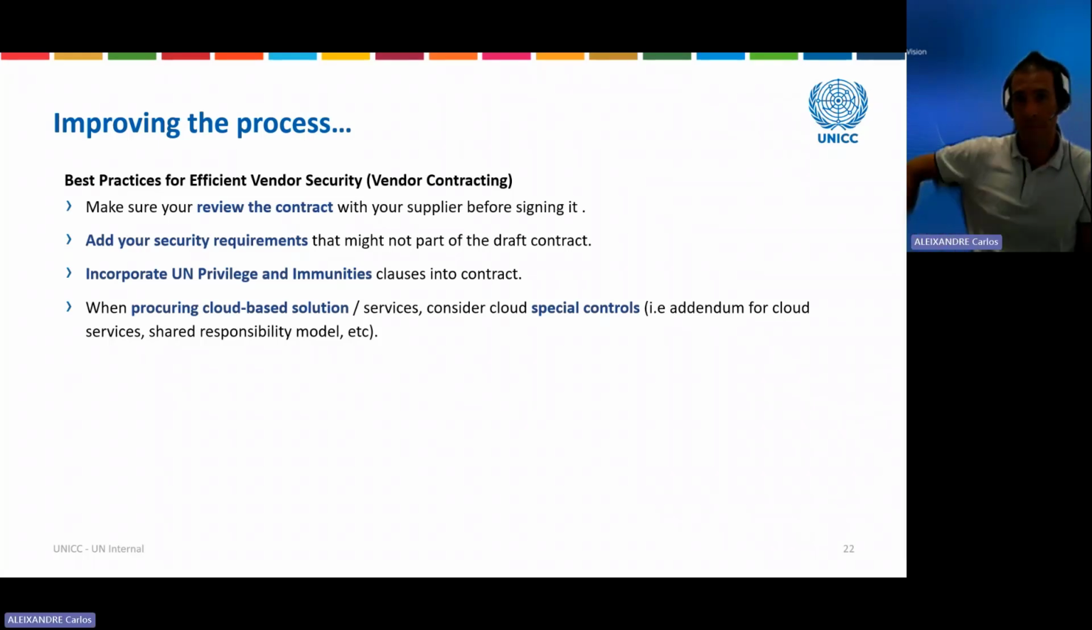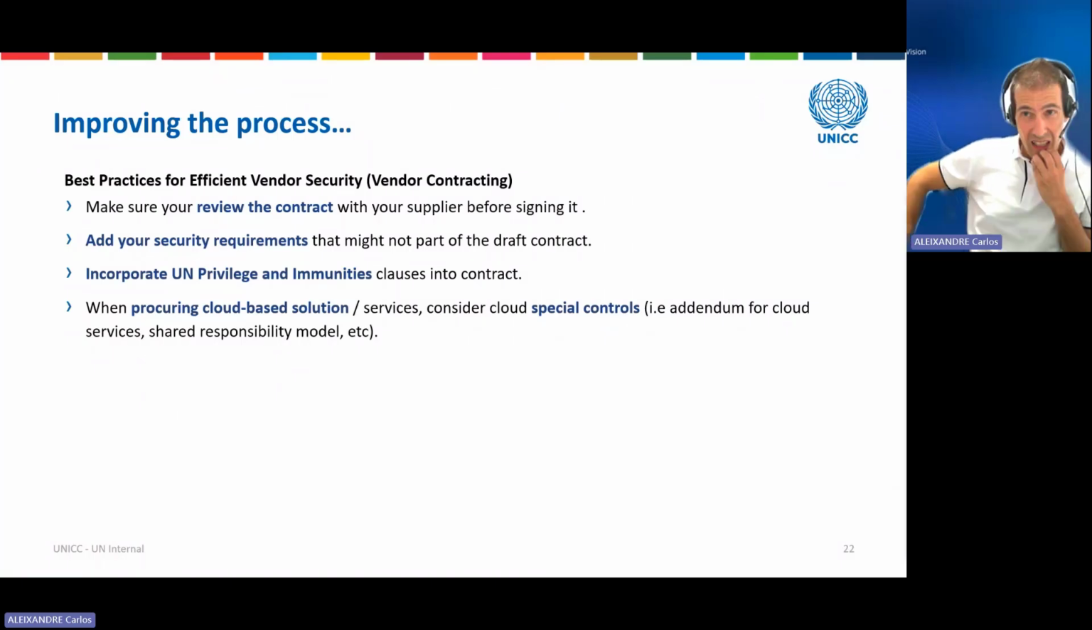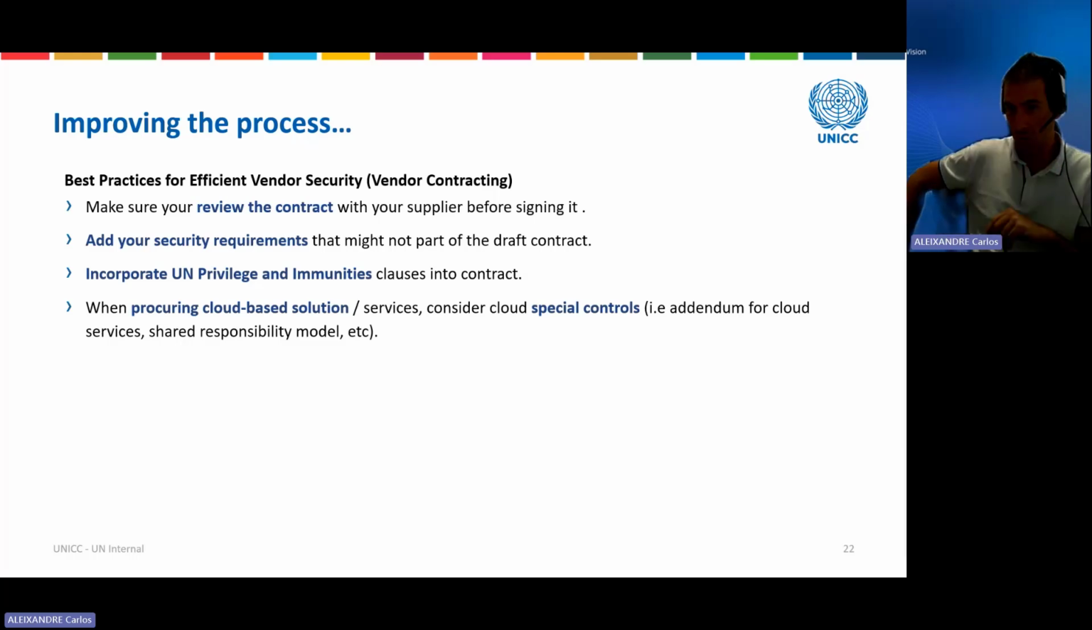So we're getting to the end. When we are contracting with the vendor, as we said, make sure that we review the contract with the supplier before signing it. Add your security requirements, which might not be part of the initial draft of the contract. Incorporate UN privileges and immunities clauses into the contract. When procuring cloud solutions, you may also want to consider special controls that are applicable to cloud service providers.